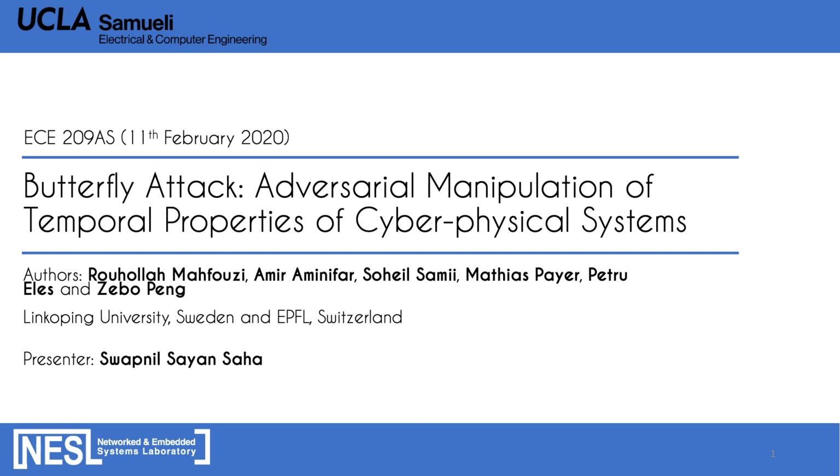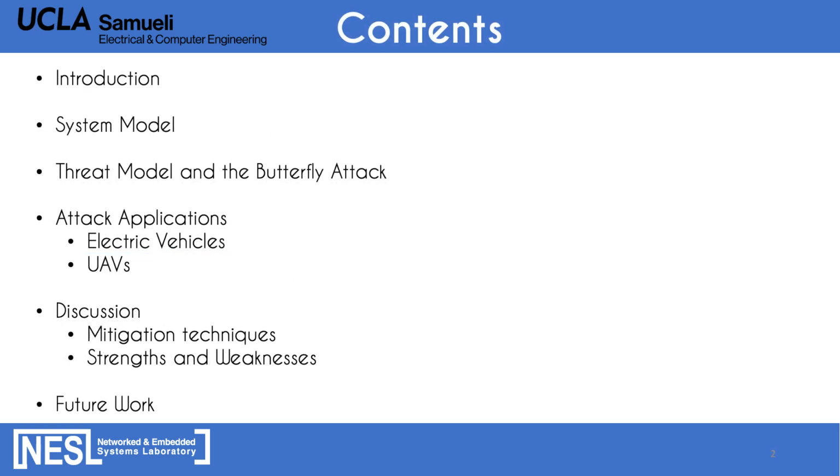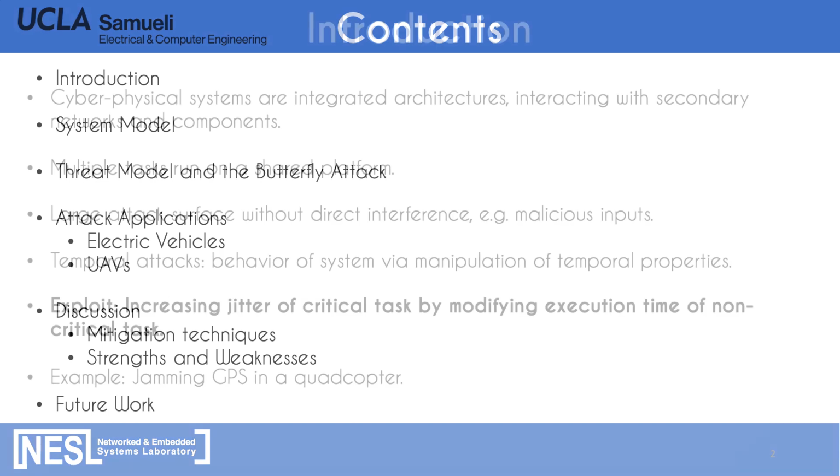Okay. Hello everyone. Today I'm going to present this paper on something known as the Butterfly Attack: adversarial manipulation of temporal properties of cyber-physical systems. This is more or less the contents. We're going to give a background on the temporal weaknesses in cyber-physical systems, then the system model that the authors use in the paper. Then we're going to give the threat model of the Butterfly Attack and a brief description. The authors applied the attack in 2 cases, firstly on electric vehicles and secondly on UAVs. Lastly, we're going to discuss some of the mitigation techniques, and from my side, I'm going to present the strengths and weaknesses of the paper.